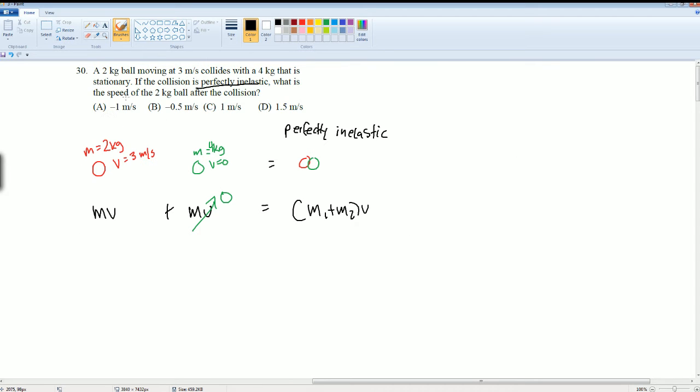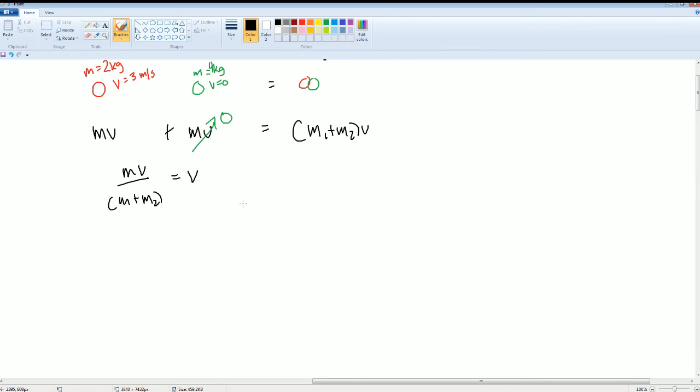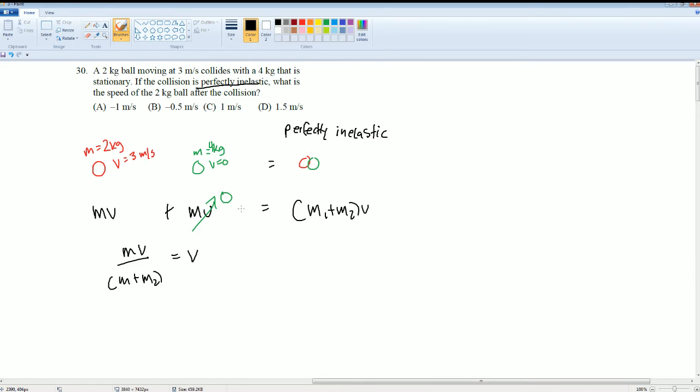So, what is the speed of the 2 kilogram ball after the collision? I'll just solve for this. mv divided by m1 plus m2 is equal to v. Remember, they have the same velocity. They share the speed of the 2 kilogram block together with this. They share the same velocity because they're together.